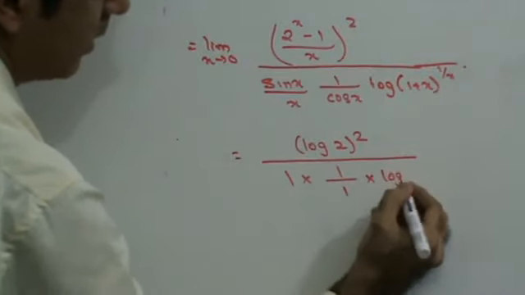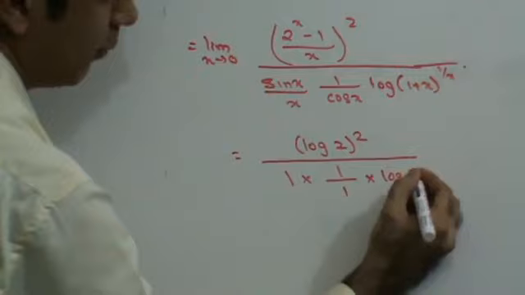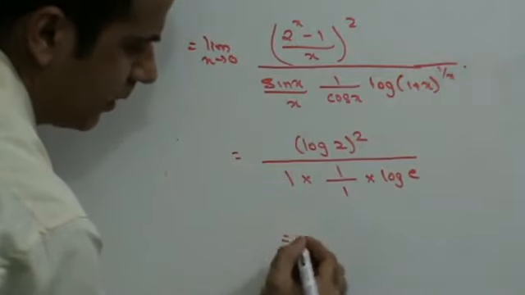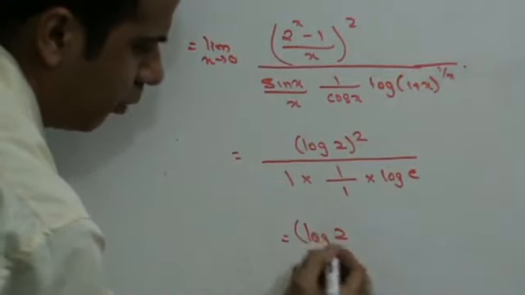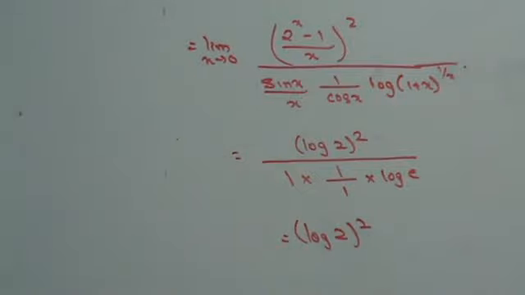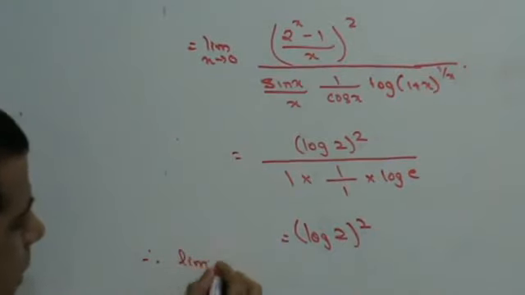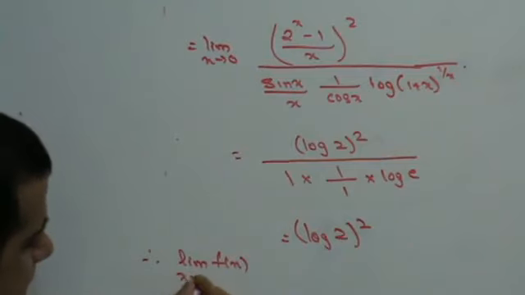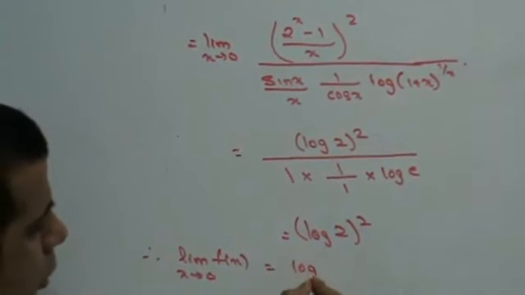Log as it is. (1 plus x) raised to 1 upon x is e. This is nothing but (log 2) the whole square. We know that the value of log e is 1, so I need not write the denominator because it is 1. So I get that limit of f of x as x tends to 0 is (log 2) the whole square.